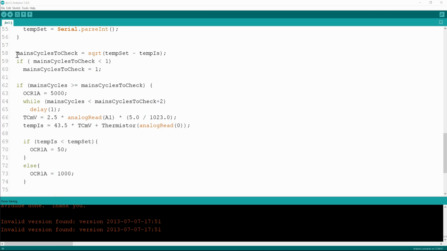And here's what I talked about earlier. The closer I get to the target temperature, the more often I take measurements. If a measurement is in order, I turn off the triac gate, wait for two more mains cycles to make sure everything is settled down, and take the measurement as before. If we are missing heat, I'm turning on the triac, otherwise not.